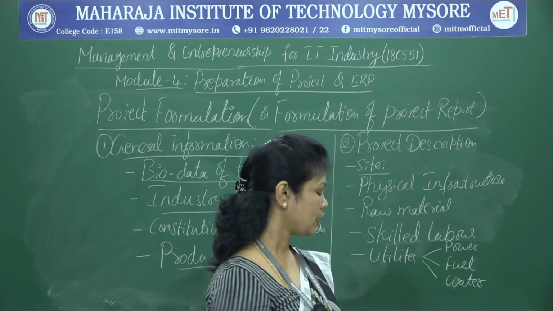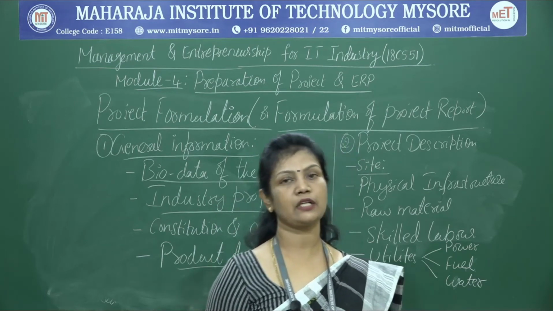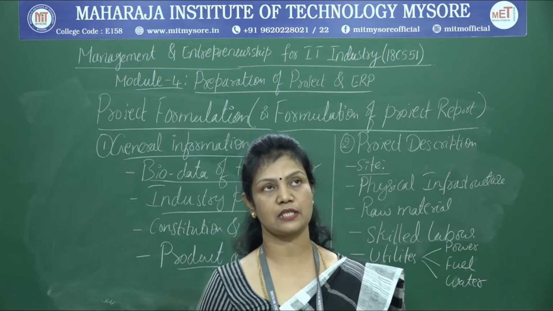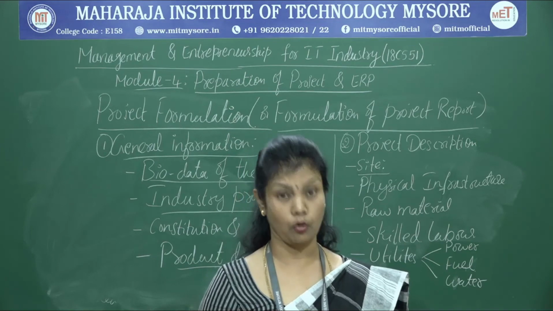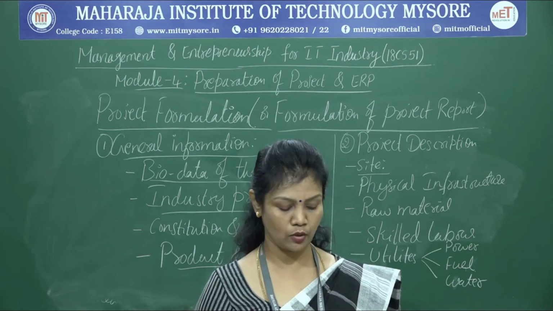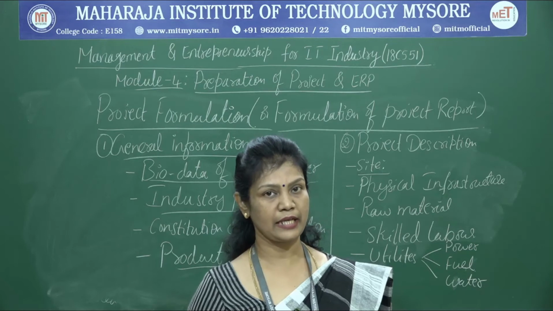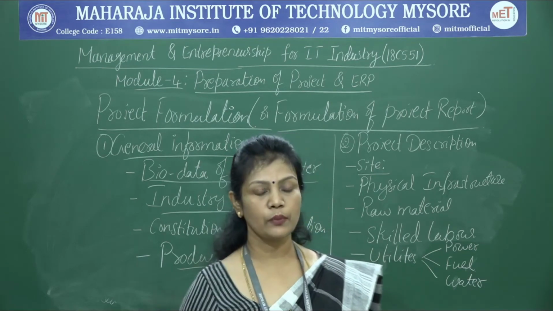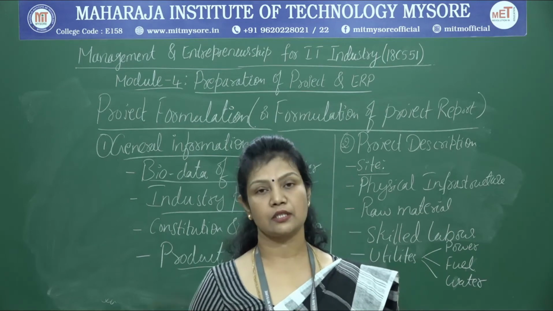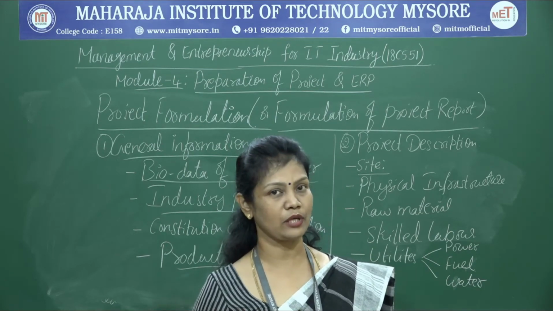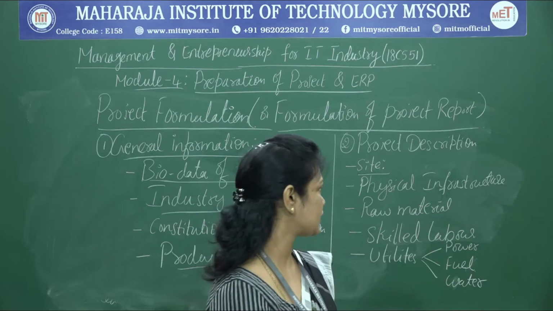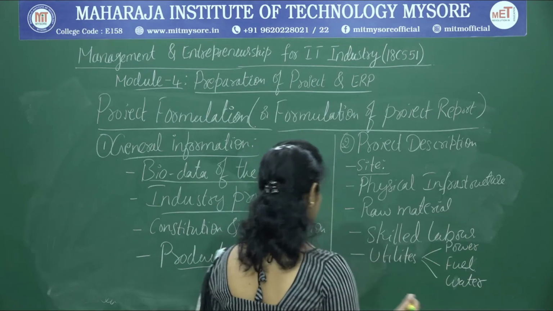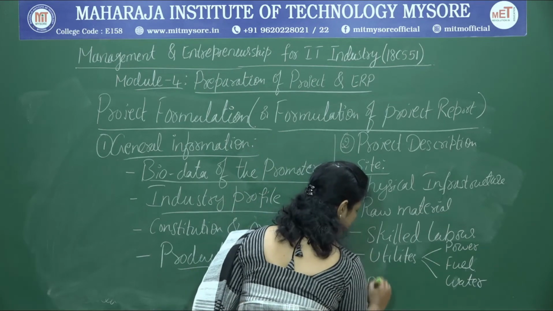Then when it comes to fuel, the requirement of different types of fuel items such as coal, oil, gas and so on, the state of their availability and the source of supply needs to be mentioned here. And also when it comes to water, the source of water, quantity and quality of water, everything needs to be specified here. Then the next one is pollution control.